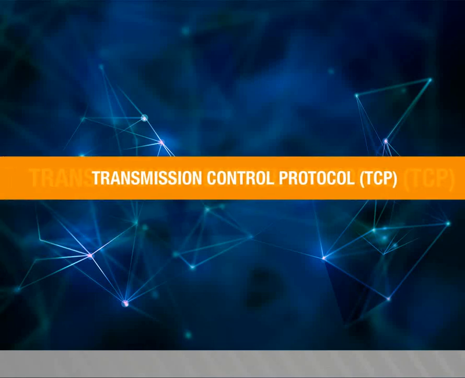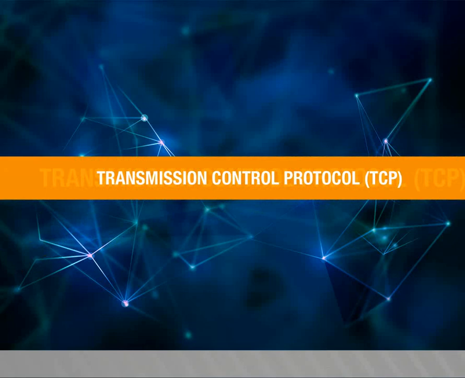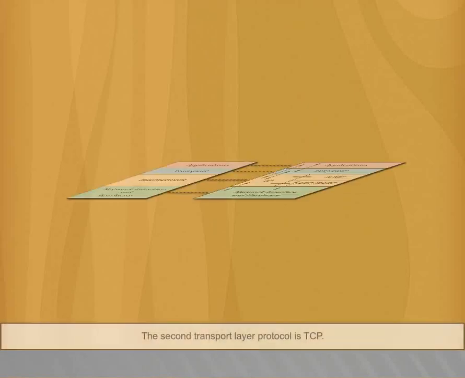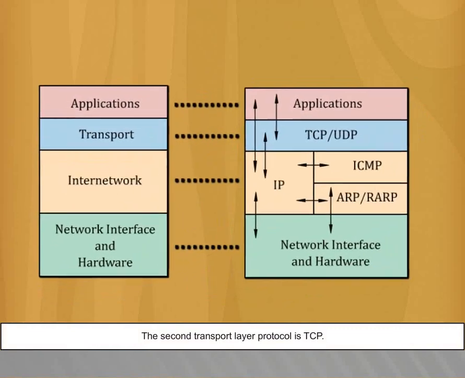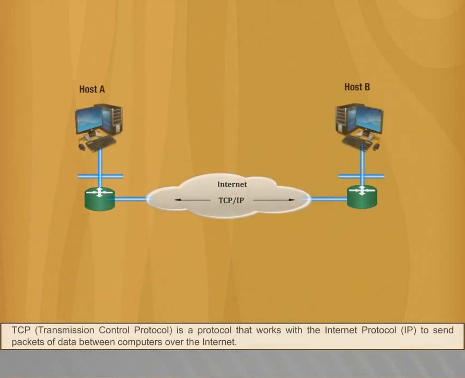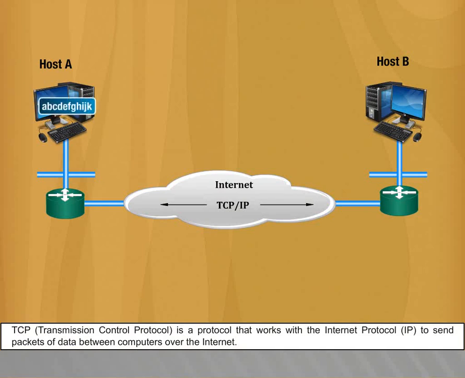Transmission Control Protocol, TCP. In this video, we are going to see about Transmission Control Protocol, TCP. The second transport layer protocol is TCP. TCP, Transmission Control Protocol, is a protocol that works with the Internet Protocol, IP, to send packets of data between computers over the Internet.